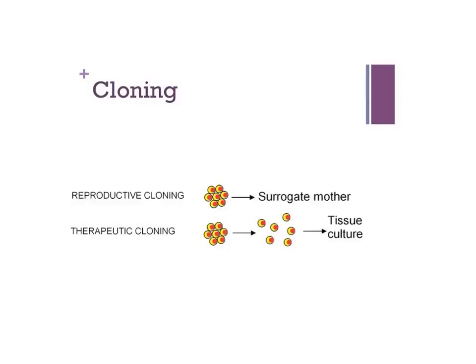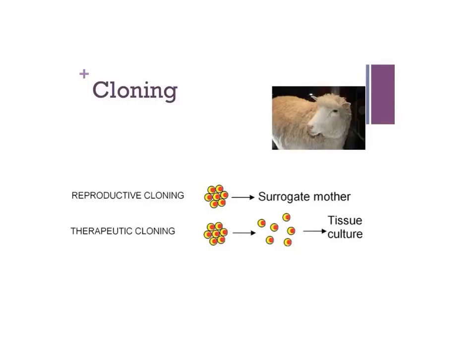Reproductive cloning involves taking the embryo and inserting it inside a surrogate mother to create an entirely new organism. Whereas therapeutic cloning means that if we take the embryonic stem cells and give them the right signals, we can make the stem cells turn into a heart, blood cells or bone marrow, or even nerve tissue.